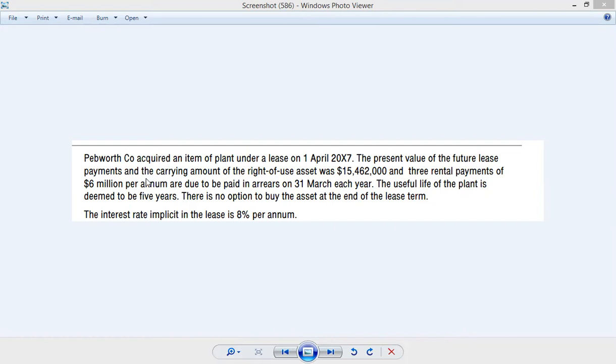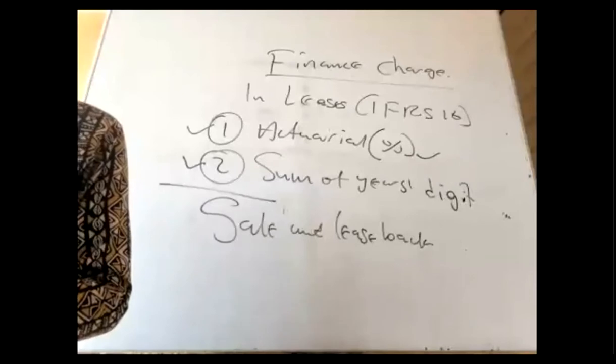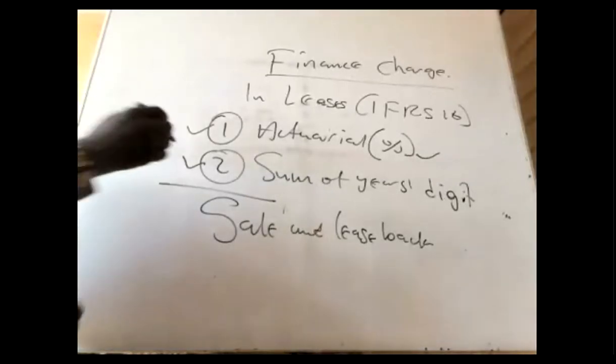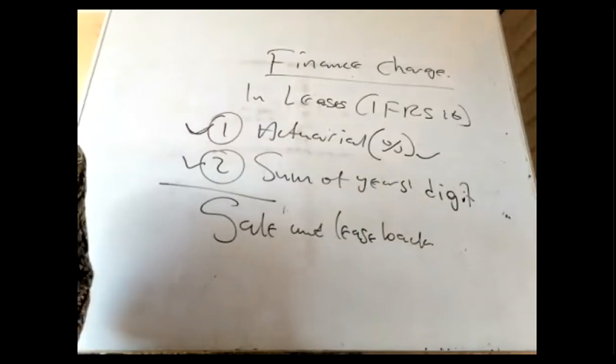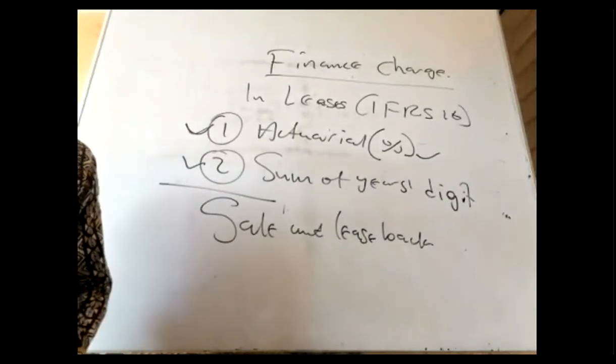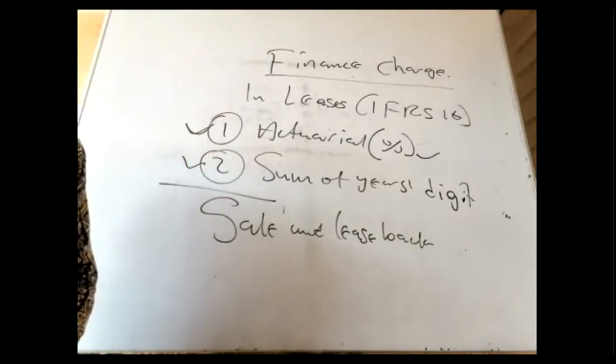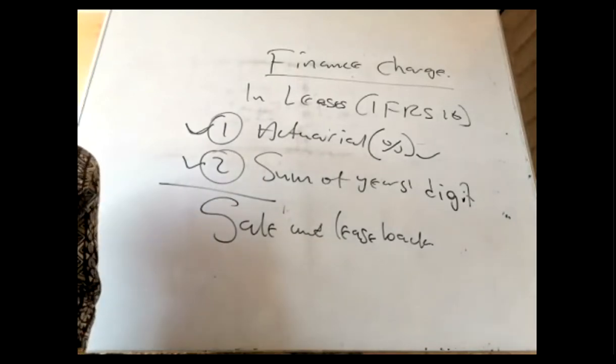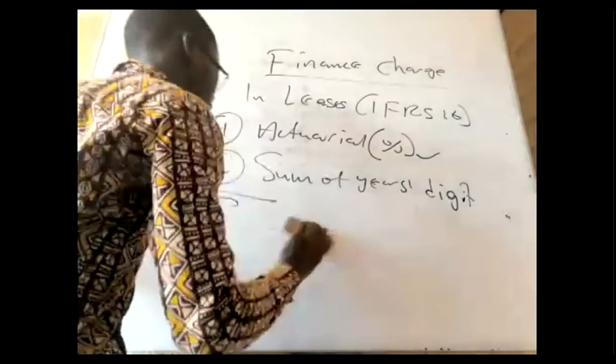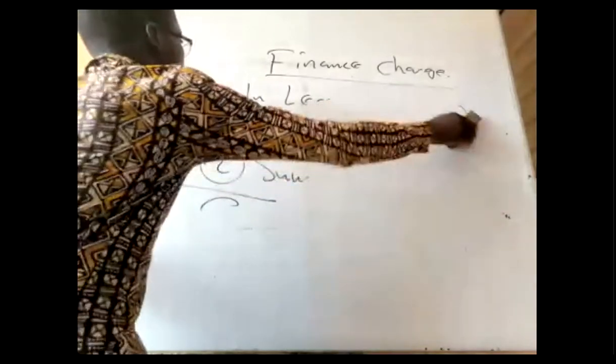Okay, due to time, I'll quickly look at how we will calculate the sum of years digit. But when I do that, you have to look at the actuarial method first. The actuarial method is the normal one that we know, using the percentage to calculate the finance charge. In this section, I am just going to determine the finance charge for both. I'll be fast here.